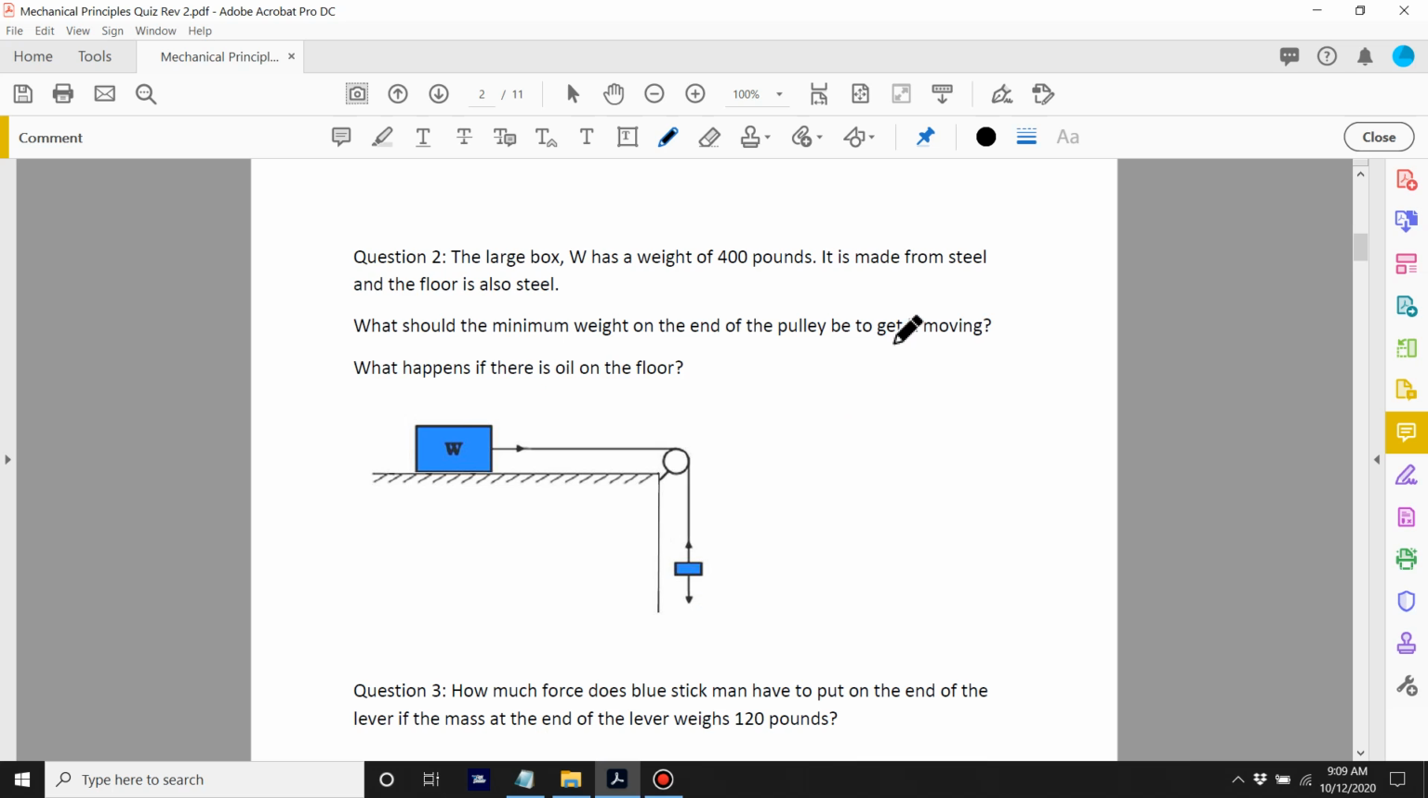We move on to question number two. Let me have a little sup of coffee here. We have a large box, W. It is a weight of 400 pounds. It's made from steel, and the floor is steel. What should the minimum weight on the end of the pulley be to get it moving? Okay, well, there's no oil on that. We'll get this part of the question on first, and then we'll do the oil.